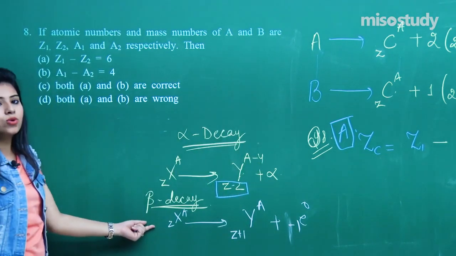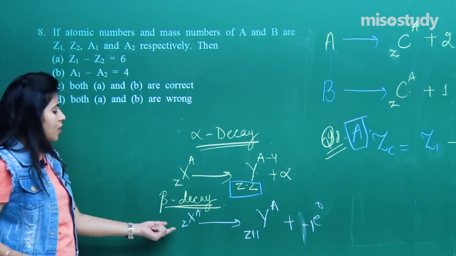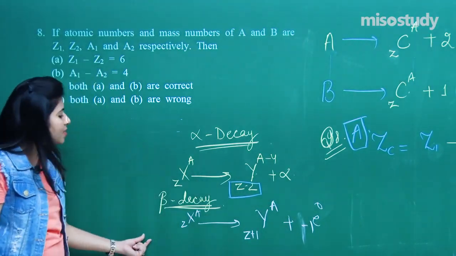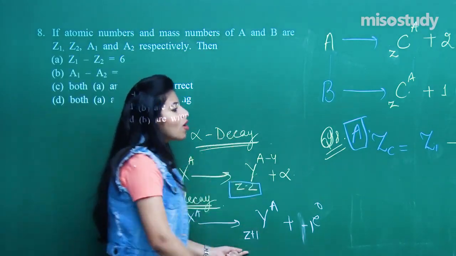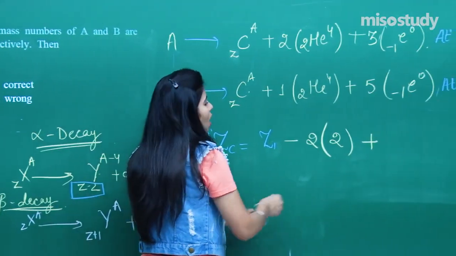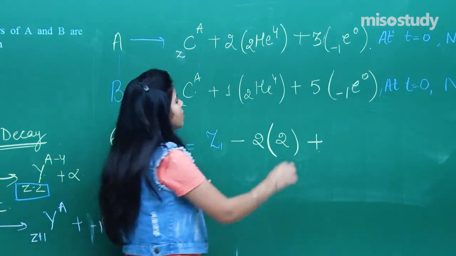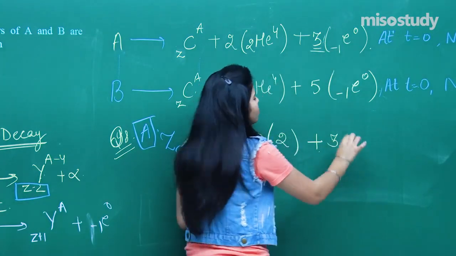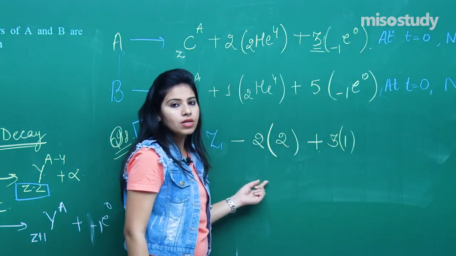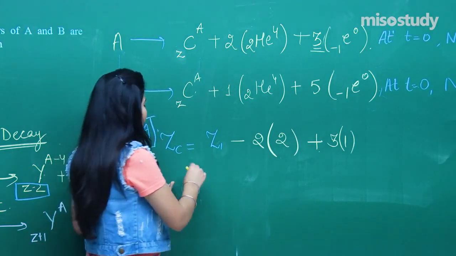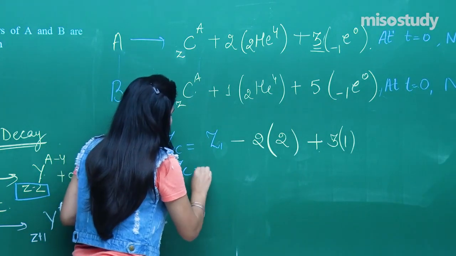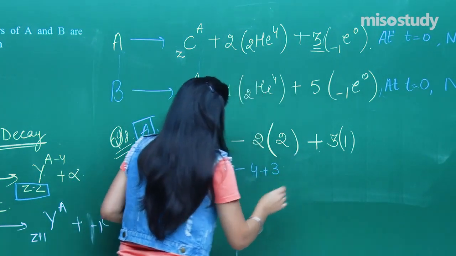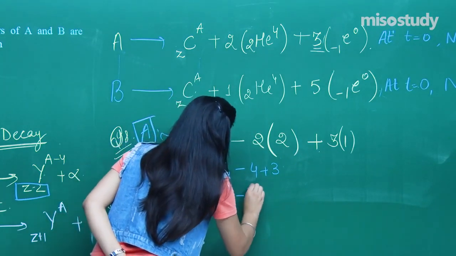Now in this case, because you are saying an electron is being removed, one positivity will be added in your atomic number. So Z will be increased by 1. Now you have to increase your Z, that means you have to make an addition sign over here, and because there are 3 beta particles, that means 3 into 1. Right? Now we are having our ZC for the case of A as Z1 minus 4 plus 3, or you can write it as Z1 minus 1.